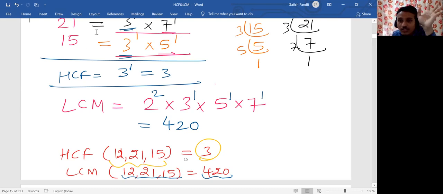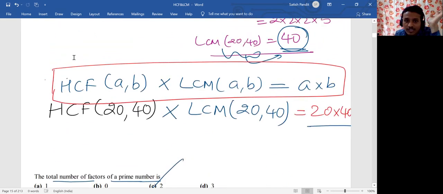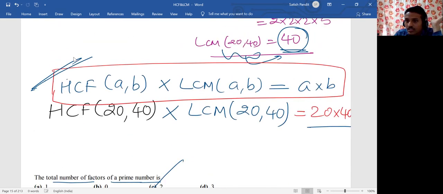But for 3 numbers, we cannot apply this rule. Please understand, if there are 3 numbers, we cannot apply this formula. This formula is applicable only for 2 numbers.